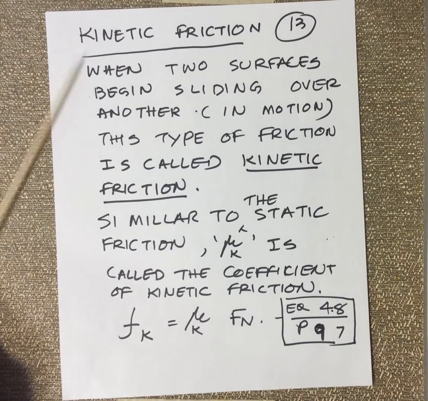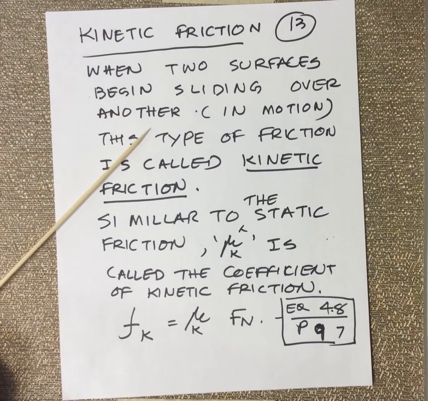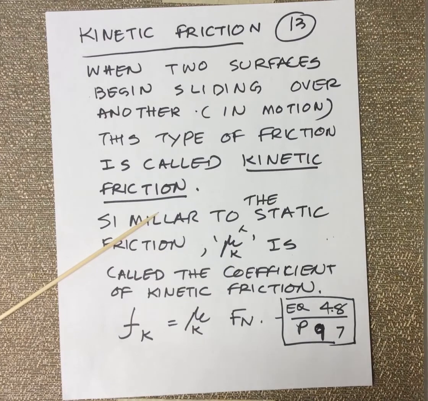Alright, now we're going to kinetic friction. When the two surfaces begin sliding with one another, that means they are in motion. This type of friction is known as kinetic friction. This is in very simple words. There are too many complicated statements in your book. You don't have to worry about that. Just simply understand when there is motion, there is kinetic friction.